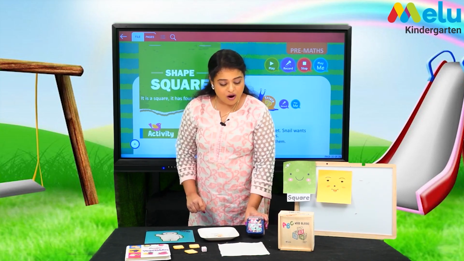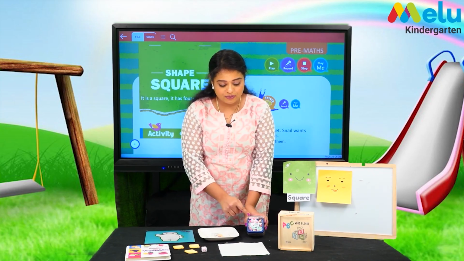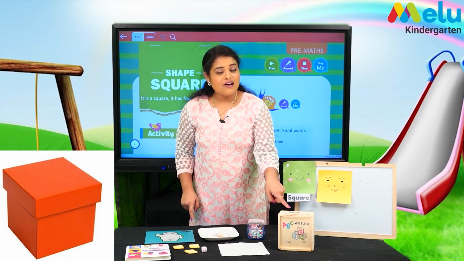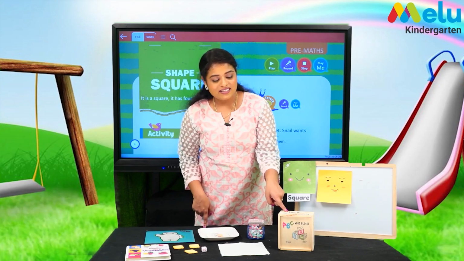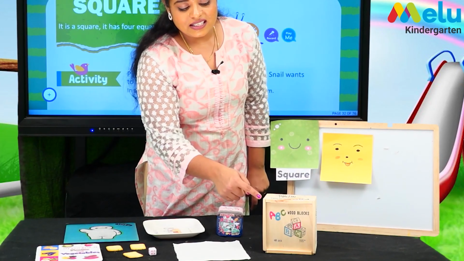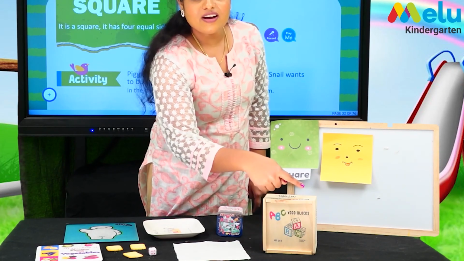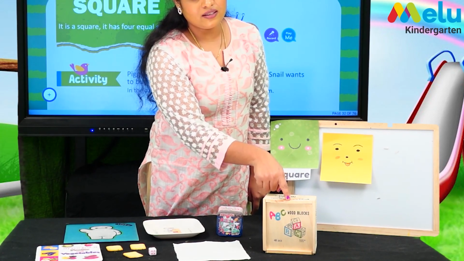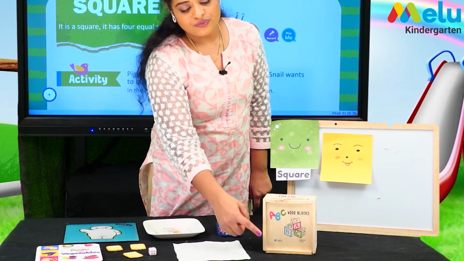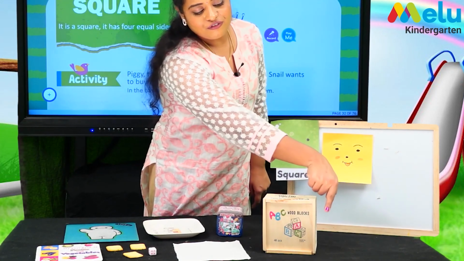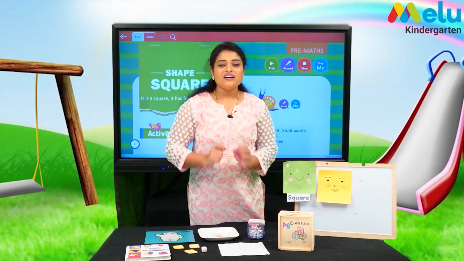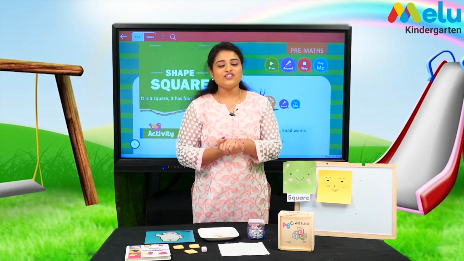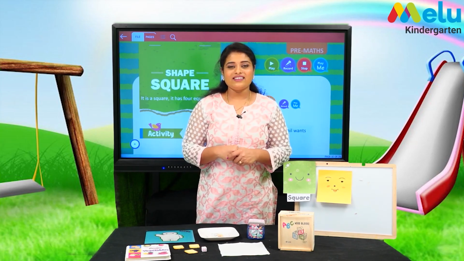And I have a box. And the face of the box is in the shape of a square. I have another box here. And this is in the shape of a square. It has got 4 sides. 1, 2, 3, 4. So, these all the things here on the table are in the shape of a square.